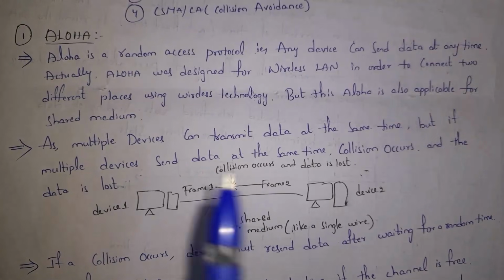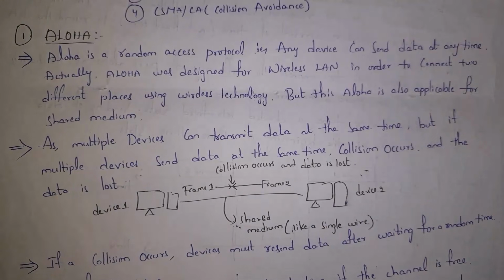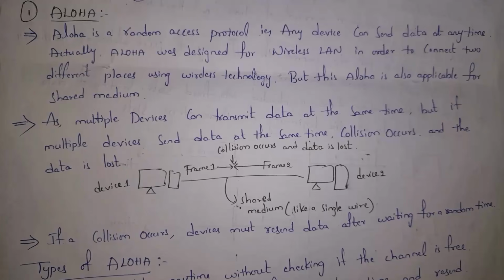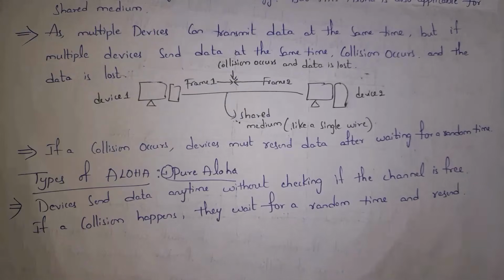If two devices send frames at the same time, collision will occur. So again, devices need to resend data after a random time. Random is nothing but different time. One device will send data at one time and other device will send data at other time. So random time in different times. Thus, Aloha protocols are classified into two types. They are pure Aloha and slotted Aloha.